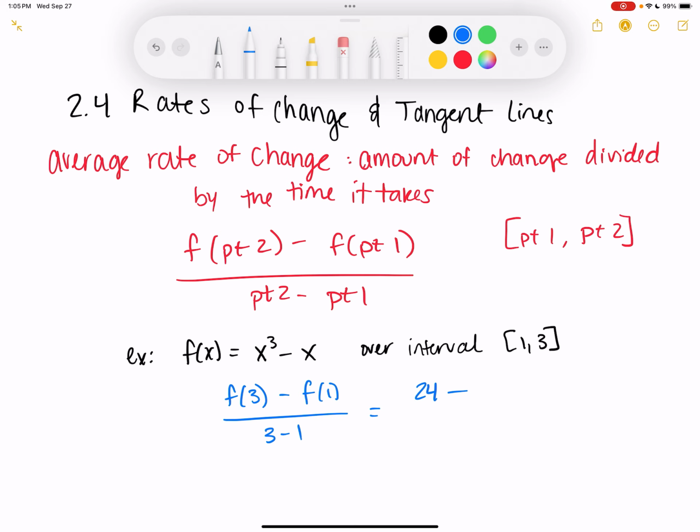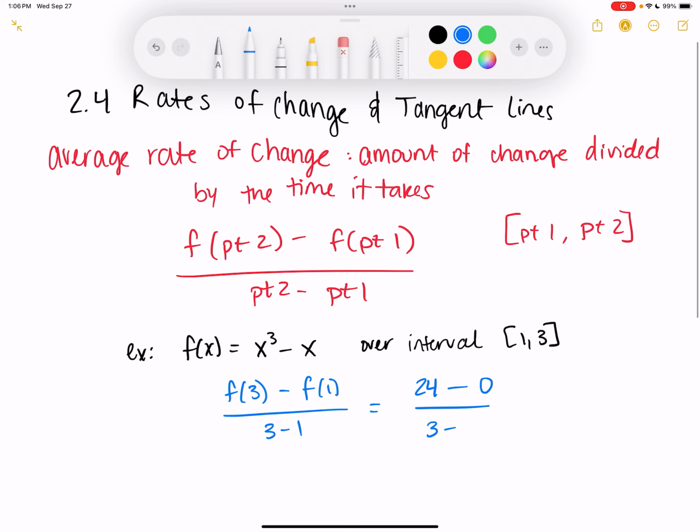And then how about f of 1? 0. So 24 minus 0 over 3 minus 1, which is 24 over 3. Nope, 24 over 2. I was like, oh, the 0 and 1 cancel. Don't know why that went through my brain. Disregard. So that would be 12. Where did the 0 come from? f of 1. 1 cubed minus 1 is 0.